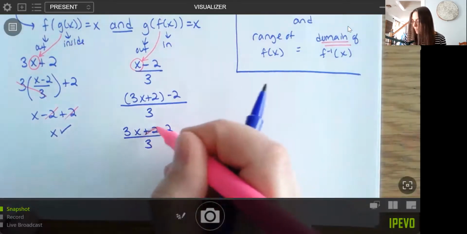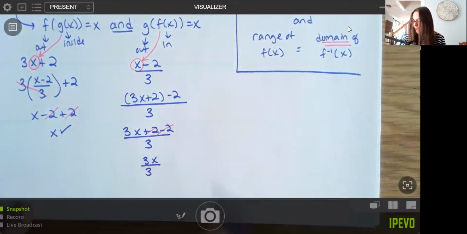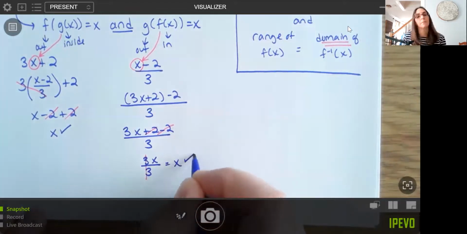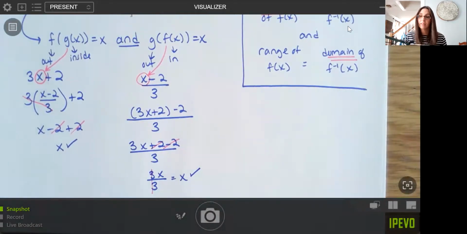Here, 2 minus 2 is 0. So I end up with 3x over 3. And then those two 3's cancel, and I have just x. So because both compositions give us just the x value back out, we do have inverses here. So these are inverses of each other.